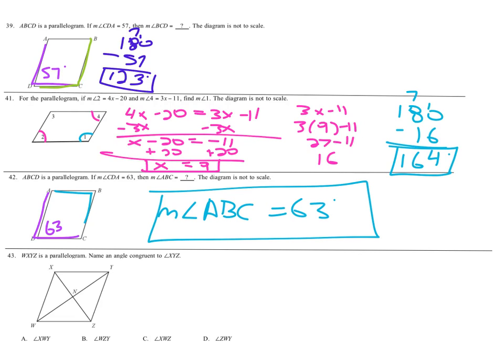Yep. And then lastly, WXYZ is a parallelogram. Name an angle congruent to angle XYZ. That's that right there. Opposite angles are congruent, so we would say angle ZWX, which is across from it, is congruent.